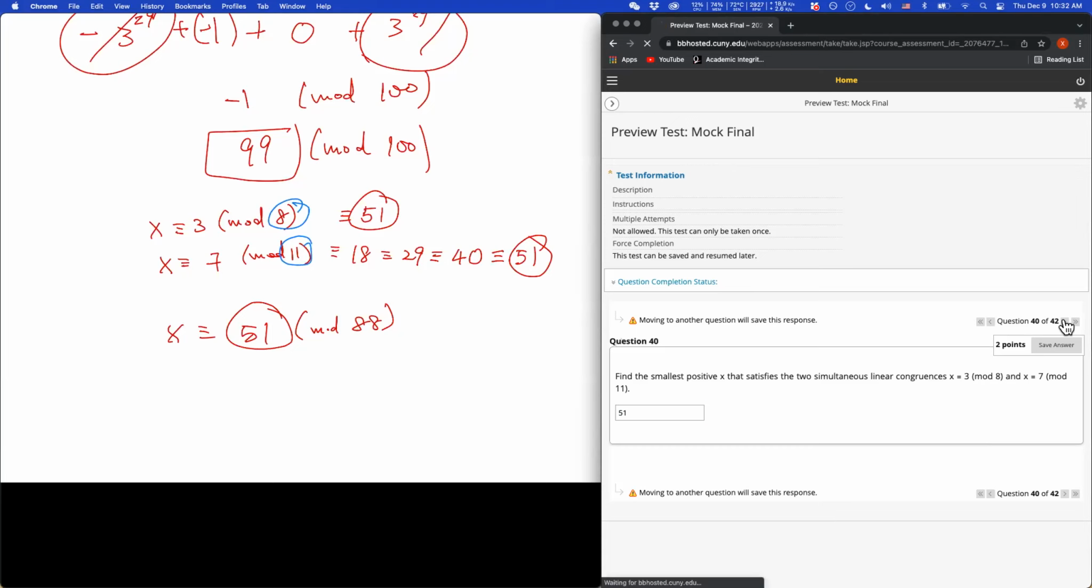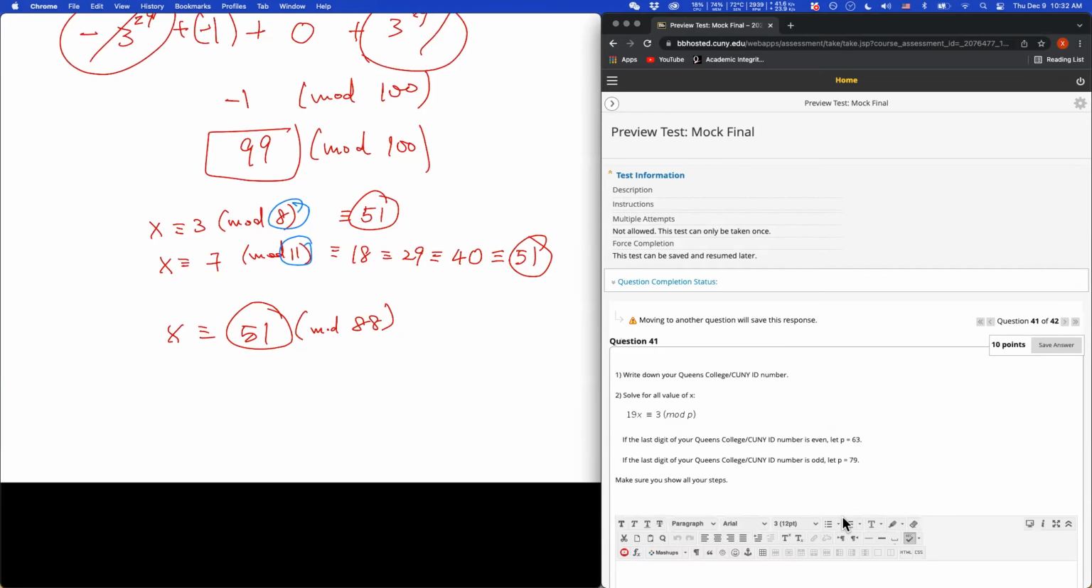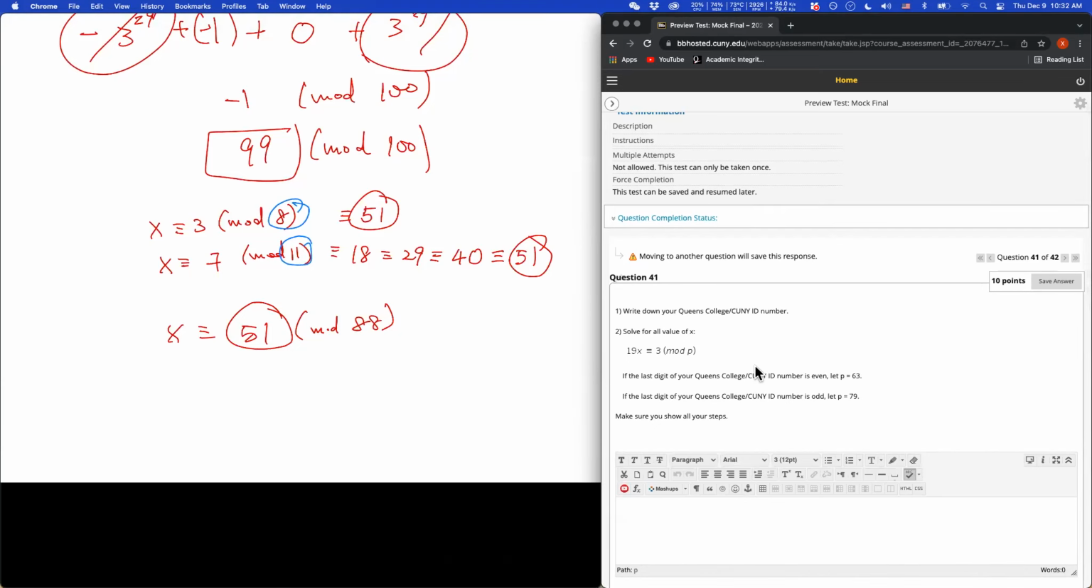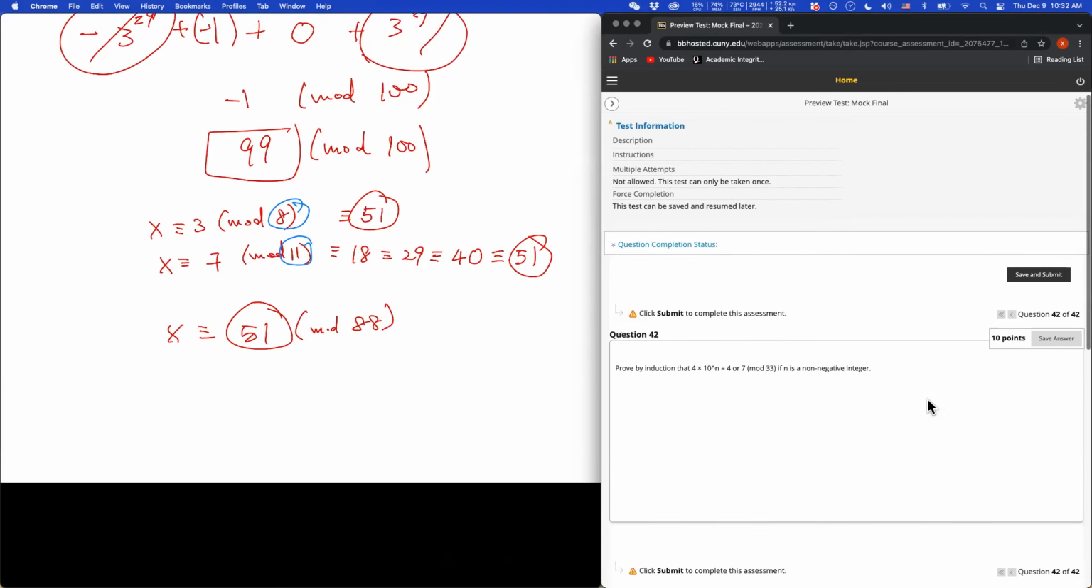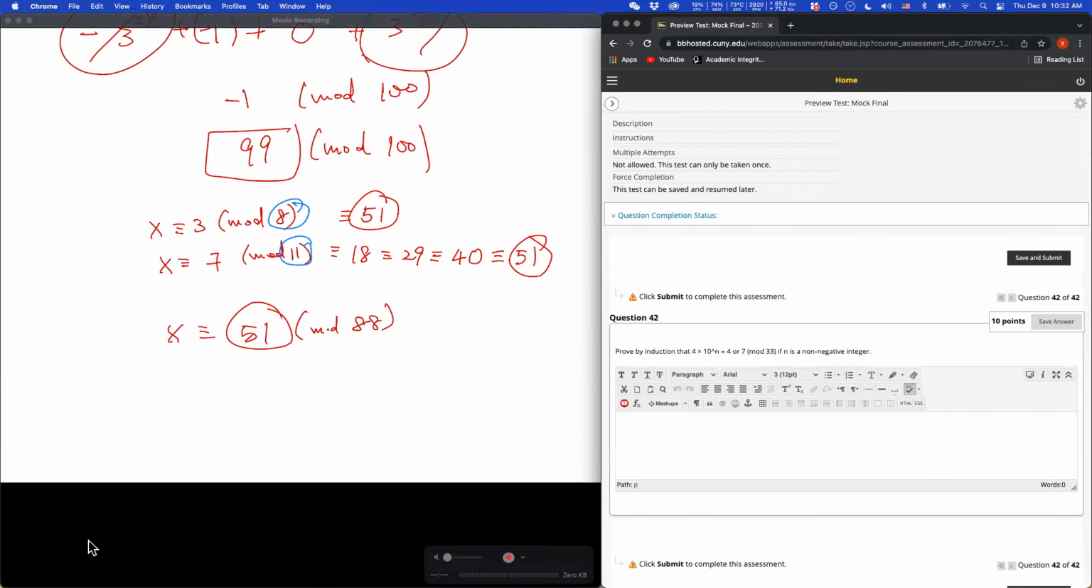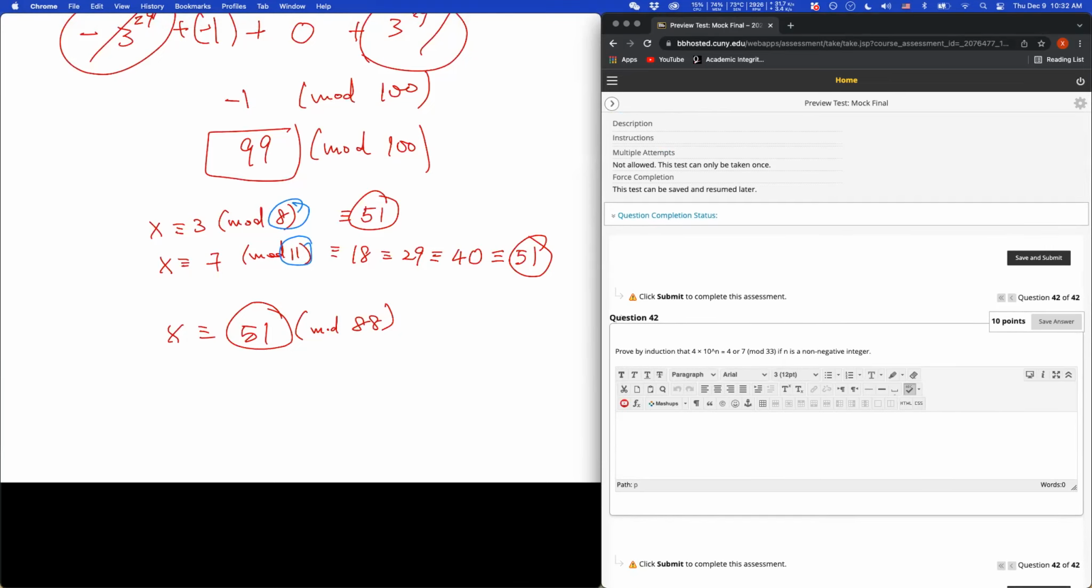Okay, so these are the last two questions. One is solving the linear congruences, and one is induction. So I will post the solution up on Blackboard so you can check it yourself. Since I have another class right after, I can't go over it now.